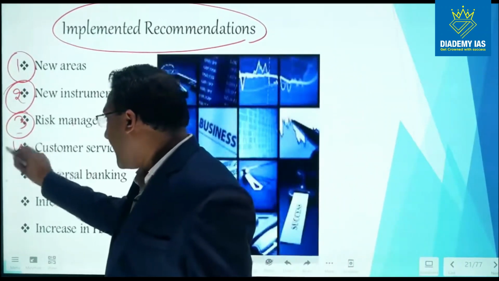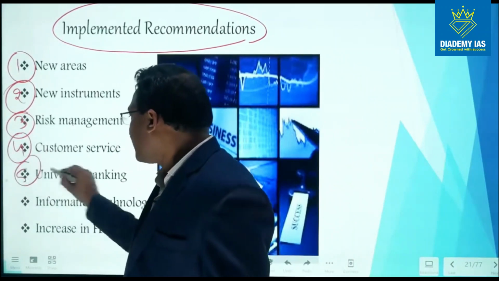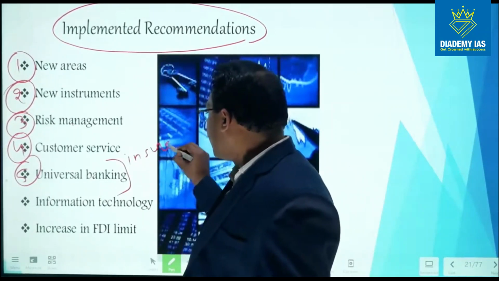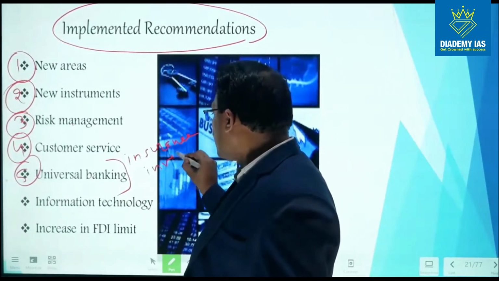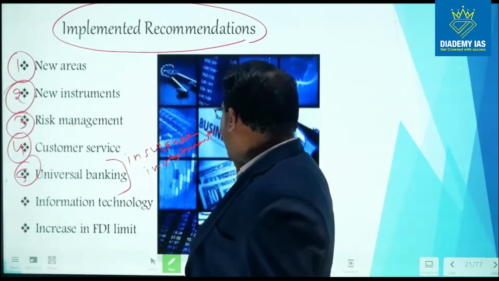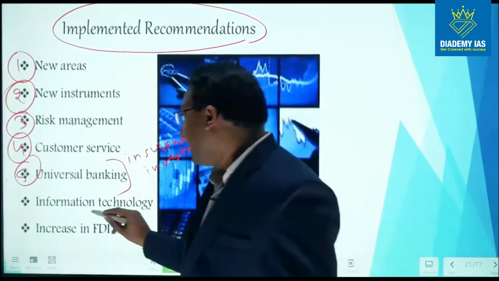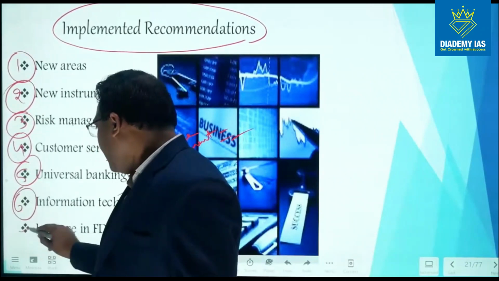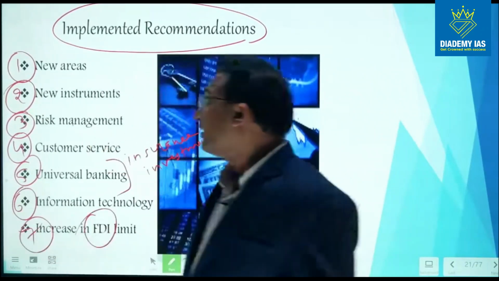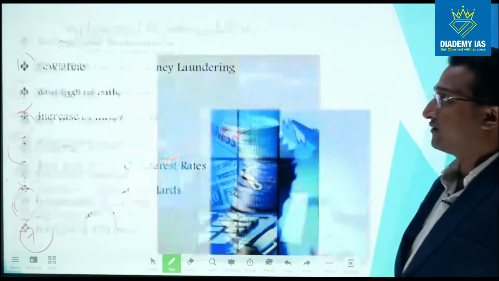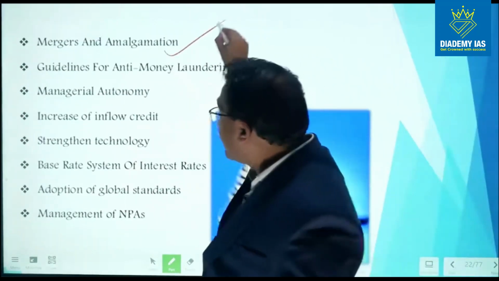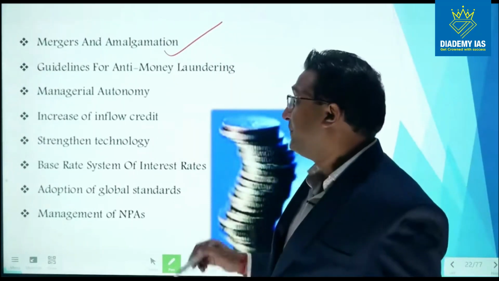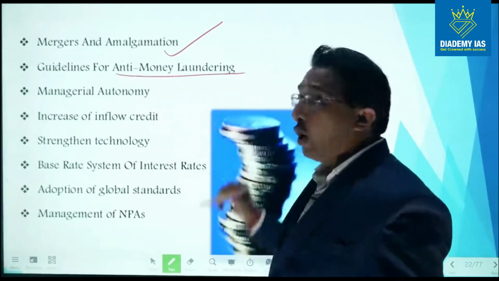Customer service was made the priority. Universal banking started. Universal banking means apart from banking, the bank can also do insurance work and investment work. So core banking was extended to other areas also. Information technology was started, and the FDI limit was increased, so the foreign sector was completely allowed to invest into the banking sector. Mergers and amalgamation were allowed so that more and more banks can come together and form big banks. Guidelines for anti-money laundering.